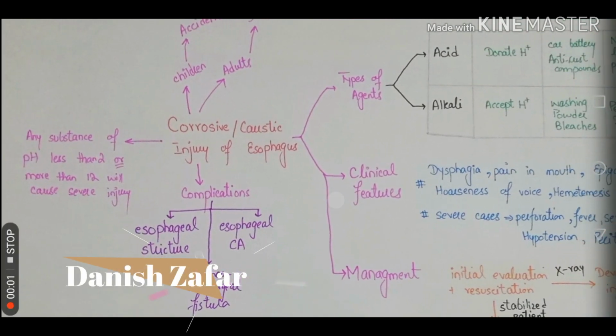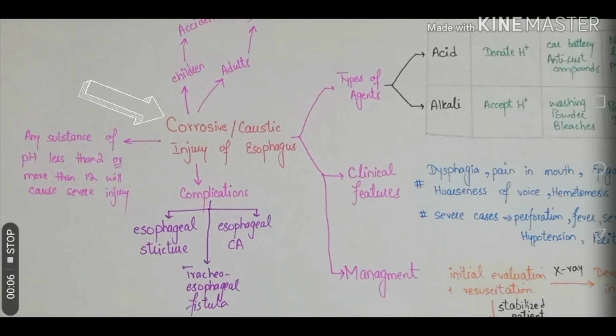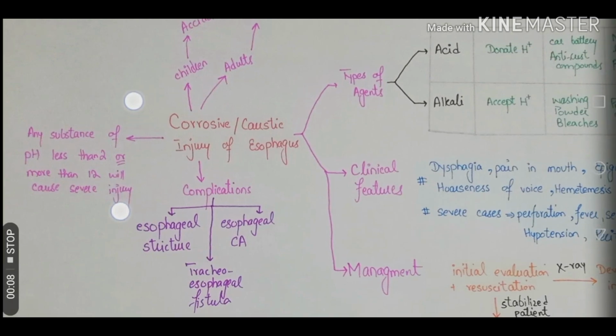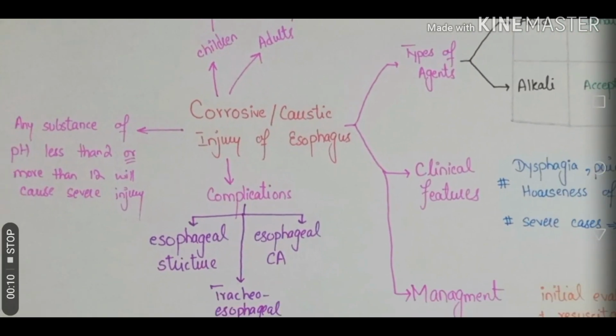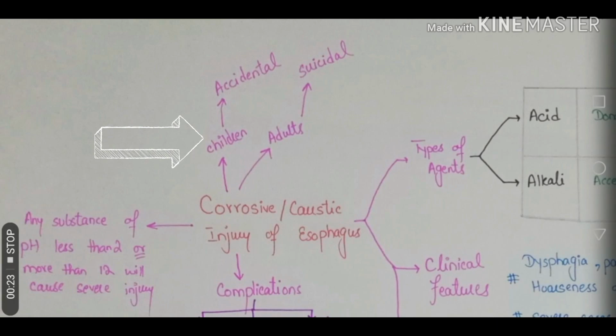So today we will learn about corrosive or caustic injury to the esophagus. First of all, if there is any substance of pH less than 2 or more than 12, it will cause a severe injury to the esophagus, and even if it enters the stomach, to the stomach. Now, in children, it is accidental, but in adults, it is suicidal.